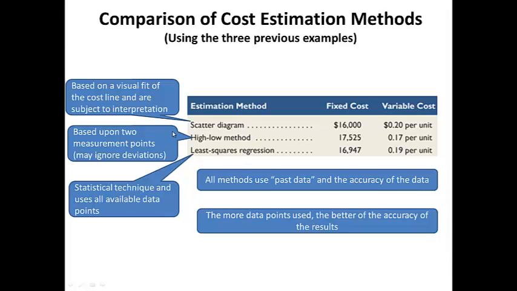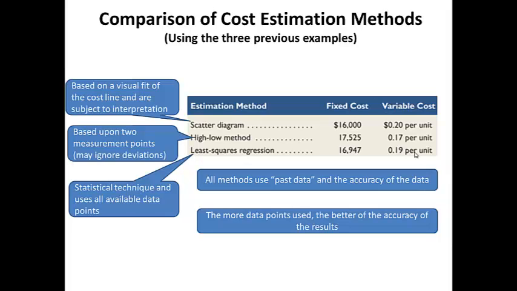Based upon the two measurement points, the high-low method gives me a fixed cost of $17,525 and a variable cost equal to 17 cents per unit. The statistical technique, which is our least squares regression analysis, gives us a fixed cost of $16,947 and a variable cost of 19 cents per unit. And again, all this data is based upon past data. Therefore, if we're using models to project the future, those models, no matter what you're using, could have errors in them because of things that could change in the future.